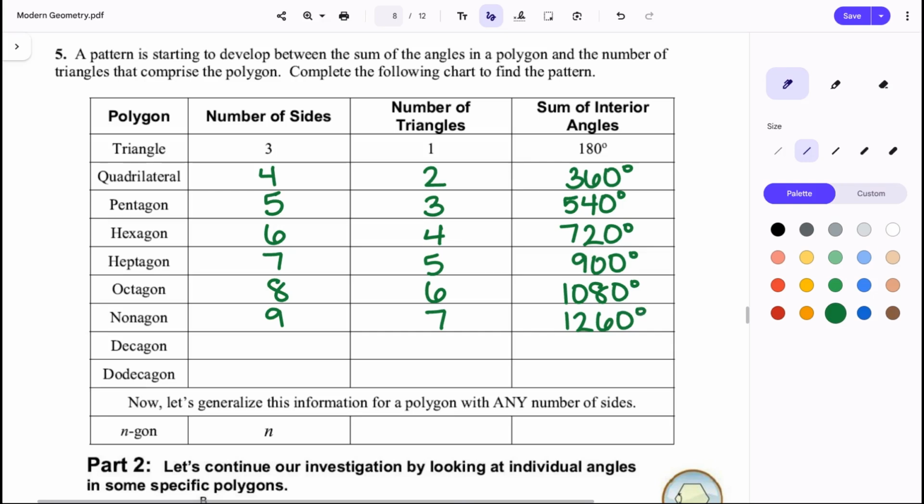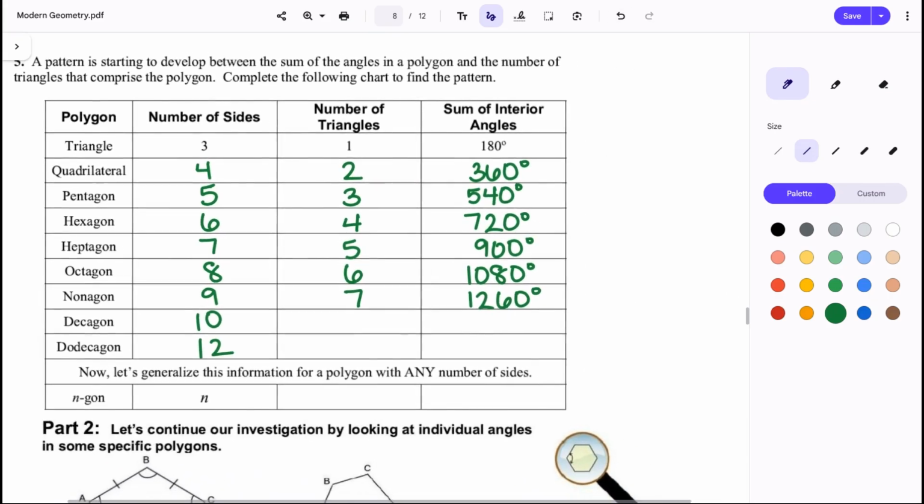Okay, we're getting close to the end here. Decagon is 10 sides. A dodecagon would be 11 sides. I'm sorry, not 11, 12. We skipped over 11. I'm actually going to add that over here. I'm just going to draw a line right here. 11 sides is called a hendecagon.